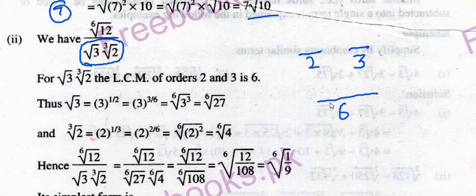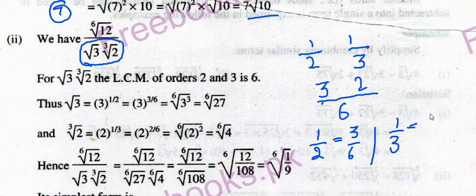We can write 2 times 3 is 6, 3 times 2 is 6. You can write 1 by 2 as 3 by 6 and 1 by 3 as 2 by 6. That means you can write 1 by 2 as 3 by 6 and 1 by 3 as 2 by 6. Now the surds are of the same order. This is a surd of 6th order, and this is also a surd of 6th order.